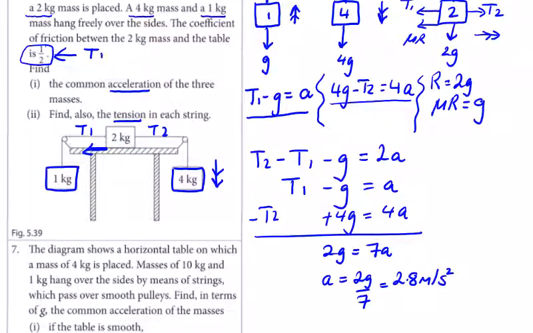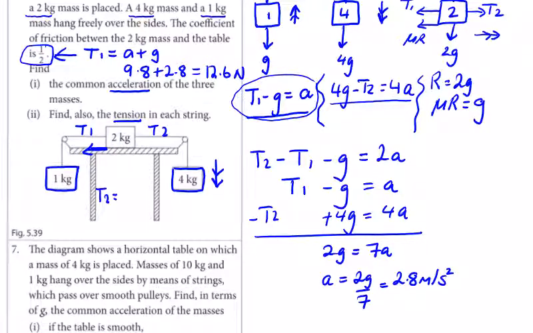I'll just do it here. T1 is equal to, from this equation, a plus g, which is 9.8 for g, plus my acceleration of 2.8. 12.6 newtons for T1.